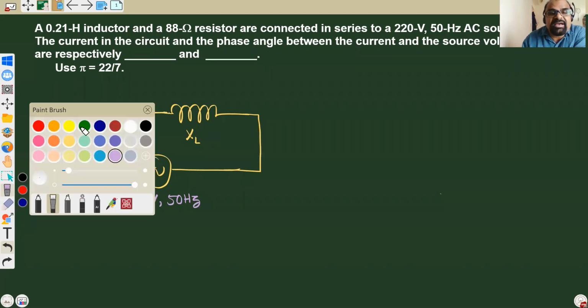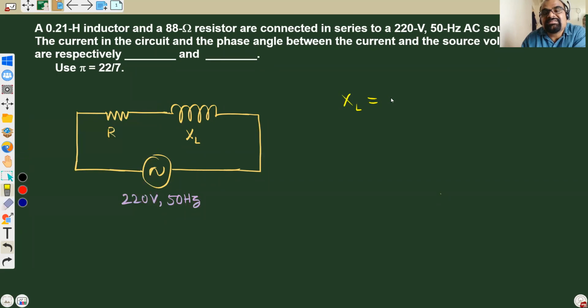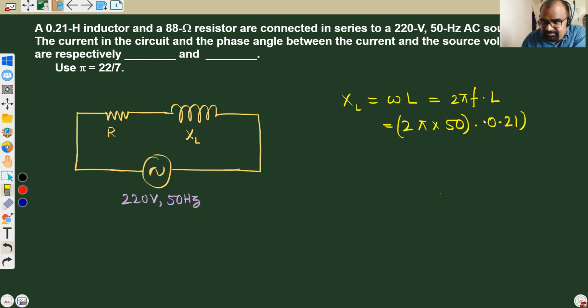First of all, what will be XL? XL is simply omega into L. It is not 1 by omega into L. It is simply omega into L. Omega is 2 pi f into L. So 2 pi and frequency is 50. And L is 0.21 Henry. So 2 into 22 by 7. I said take pi as 22 by 7 because calculation will become a little easier.